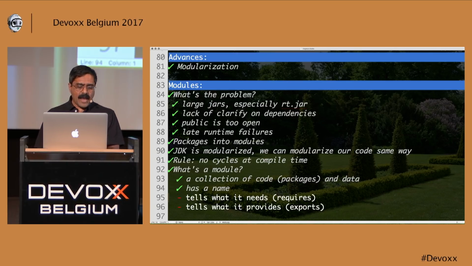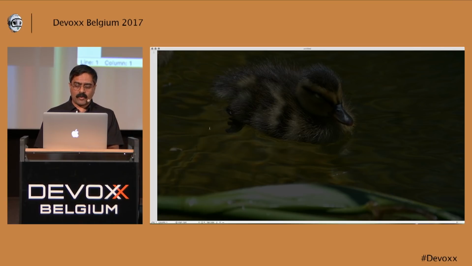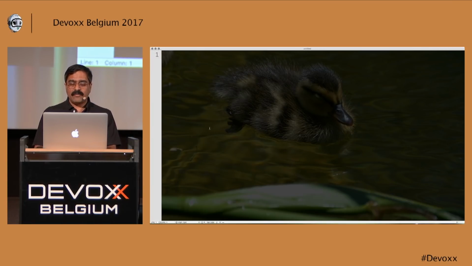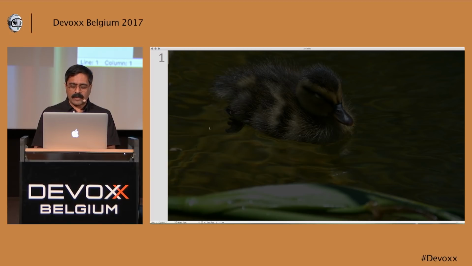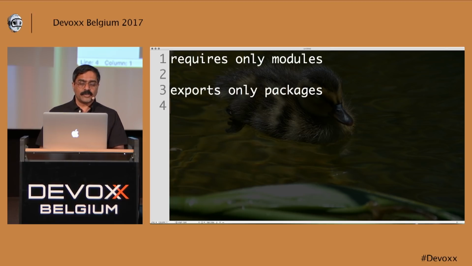So that's a name. And then it has two other things. It usually has requires, and you have exports. Requires tells you what you need. Exports tells you what you are giving. A couple of things to keep in mind about exports, requires, and modules. The very first thing to remember is that requires only takes modules. You always require modules. You never require packages. And exports only takes packages. So you will require modules and you will export packages.